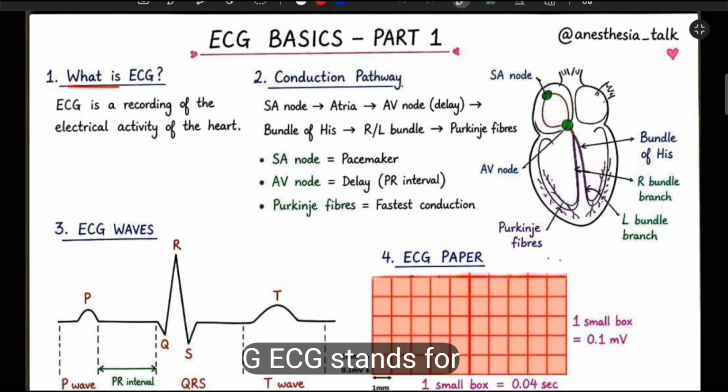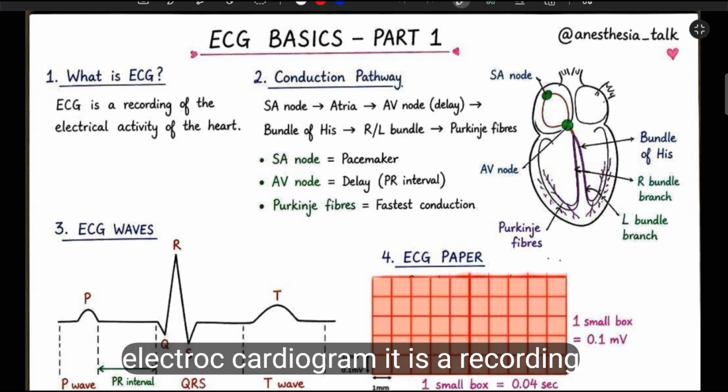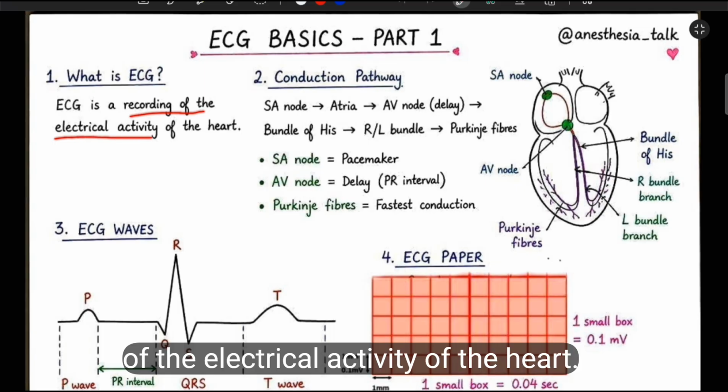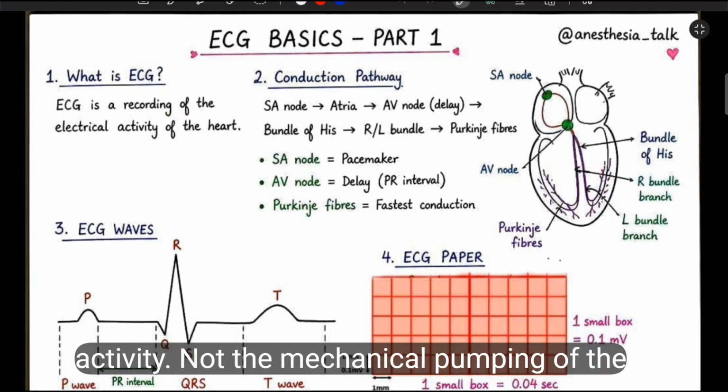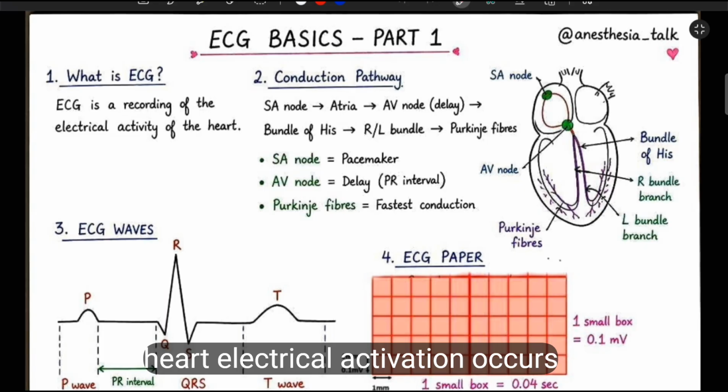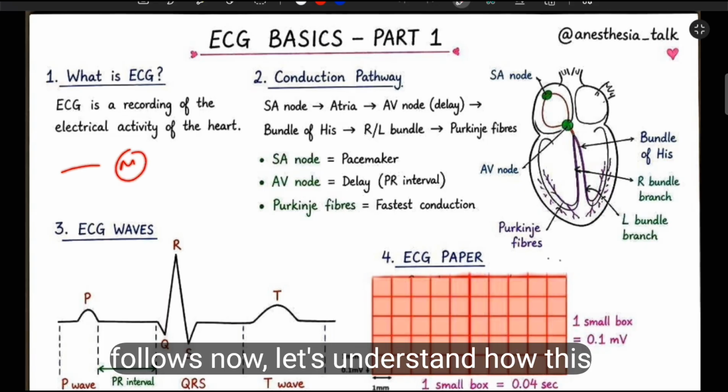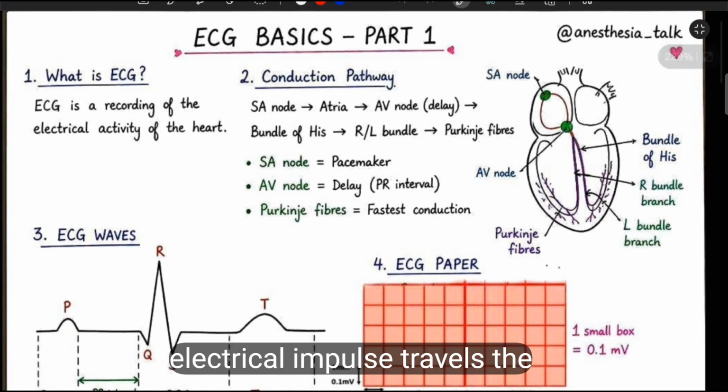What is an ECG? ECG stands for electrocardiogram. It is a recording of the electrical activity of the heart. Remember, an ECG records electrical activity, not the mechanical pumping of the heart. Electrical activation occurs first, and mechanical contraction follows. Now let's understand how this electrical impulse travels.